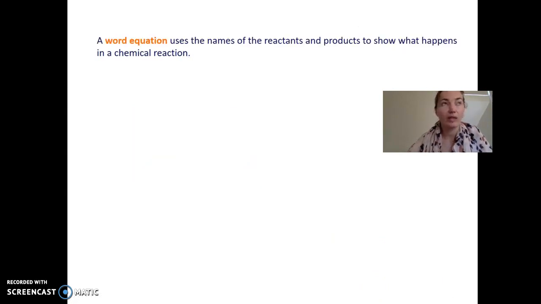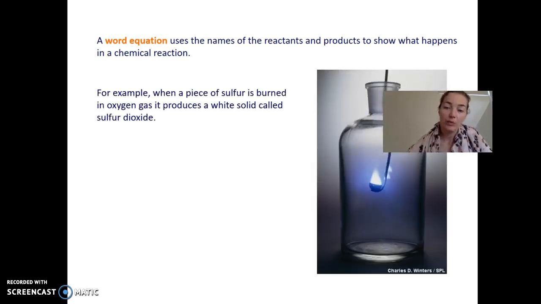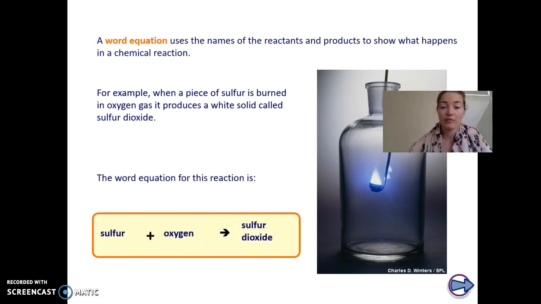There's two ways that we can describe or write chemical equations. The first is a word equation, and this uses the names of the reactants and products. Here's an example. This is a piece of sulfur being burned in oxygen gas, and it produces a white solid, sulfur dioxide. Let's have a look at the word equation. It's going to look like this. The word sulfur plus the word oxygen. These are our reactants. Arrow, chemical reaction occurring, and our product, sulfur dioxide. That's a word equation.